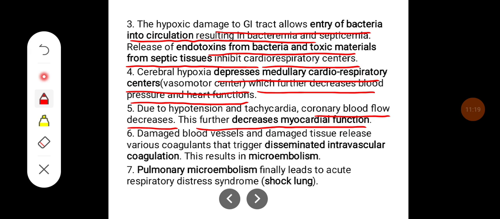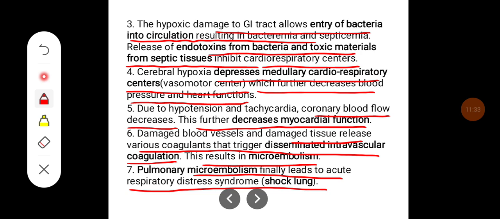Damaged blood vessels and damaged tissue release various coagulants that trigger disseminated intravascular coagulation, and this results in microembolism. Pulmonary microembolism finally lead to acute respiratory distress syndrome, that is also called as shock lung.